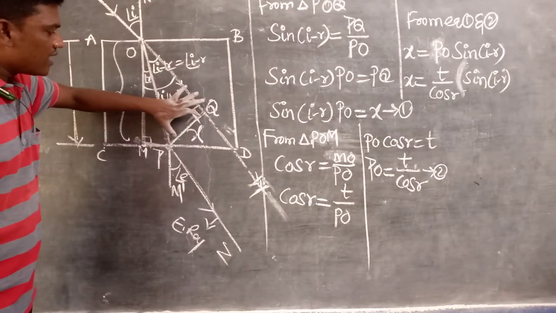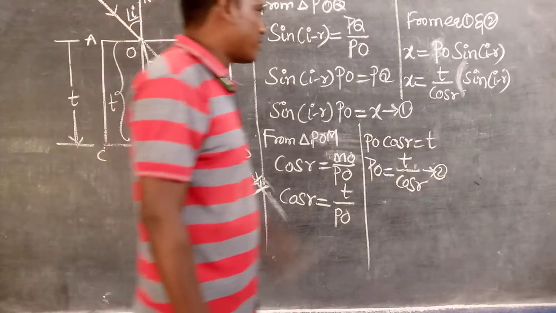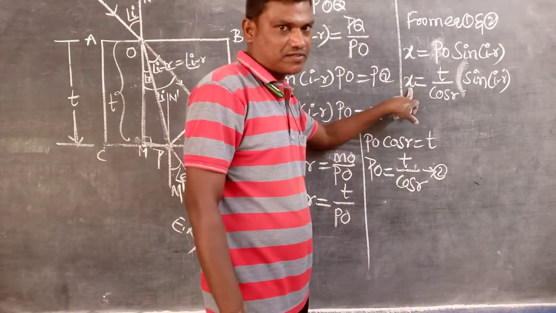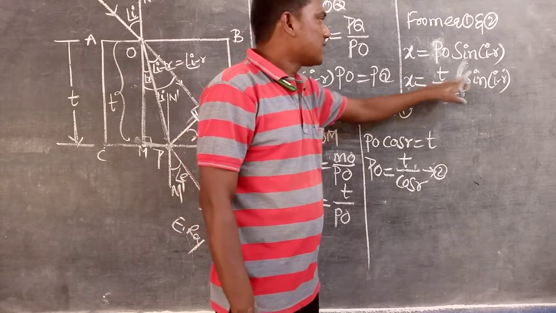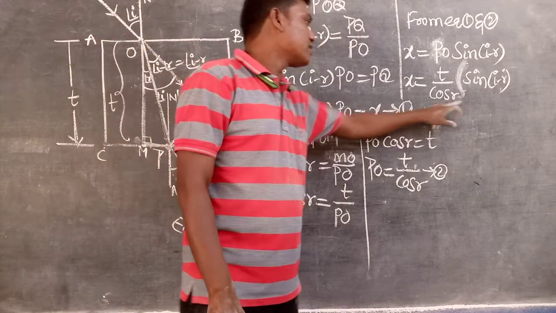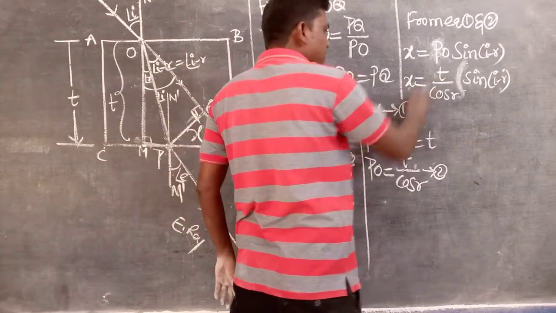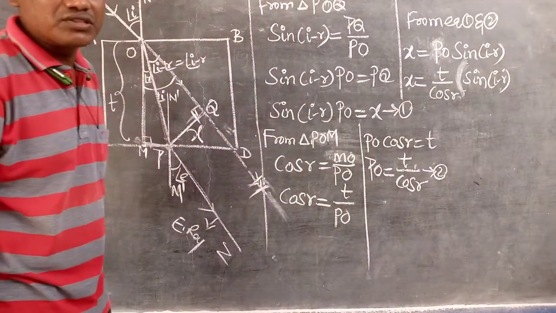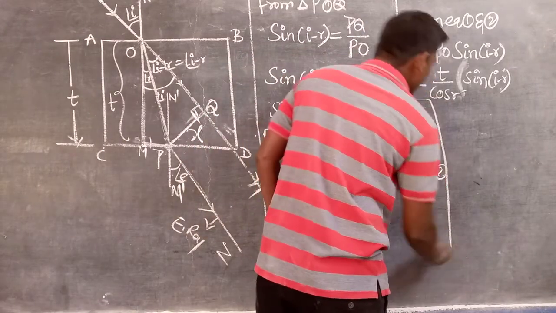This is the formula to find the lateral shift or lateral displacement produced by the rectangular glass slab. Here X is the lateral shift or lateral displacement. T is the thickness. Sine of I minus R is the angle, cos R is the angle. X we can find. From this one also we can find the T value. T is the thickness of the slab.